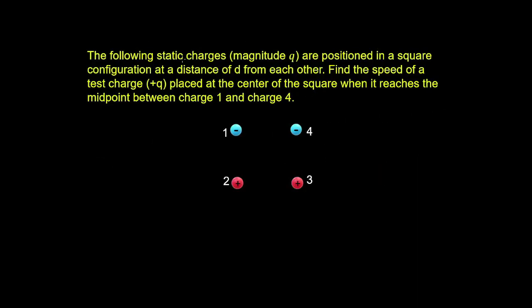The following static charges with a magnitude Q are positioned in a square configuration at a distance d from each other. Find the speed of a test charge plus Q placed at the center of the square when it reaches the midpoint between charge 1 and 4.